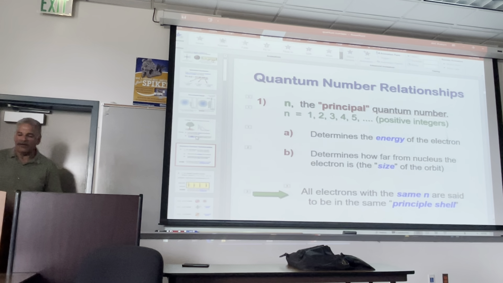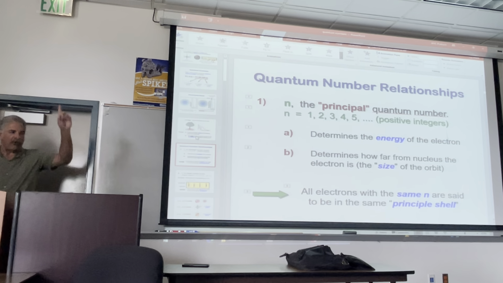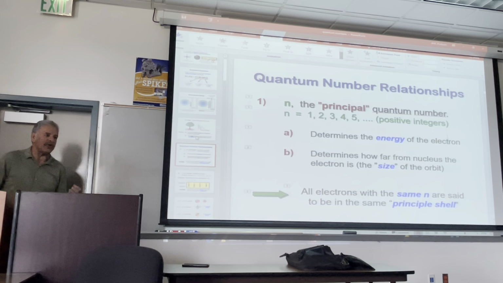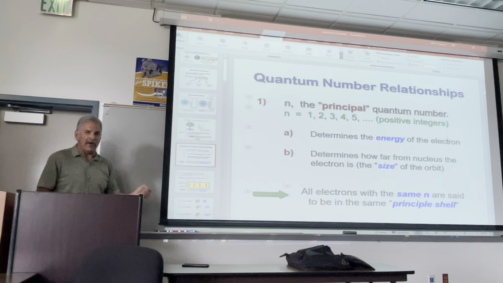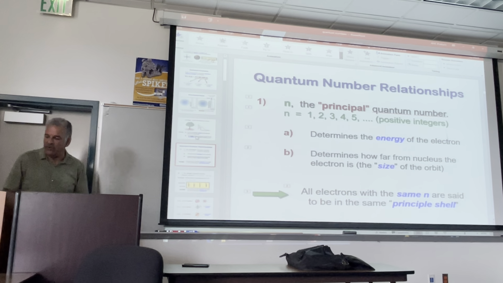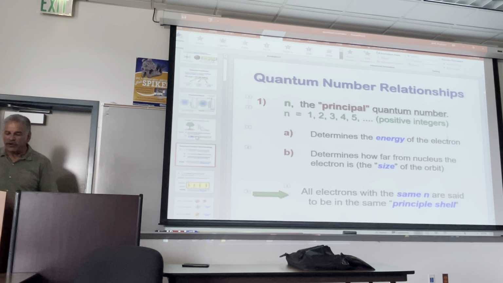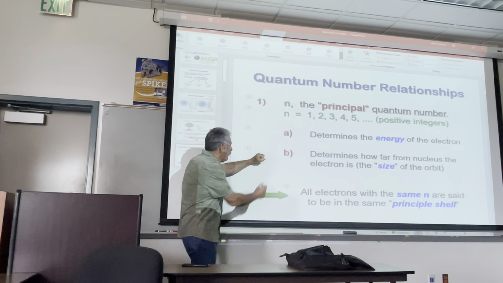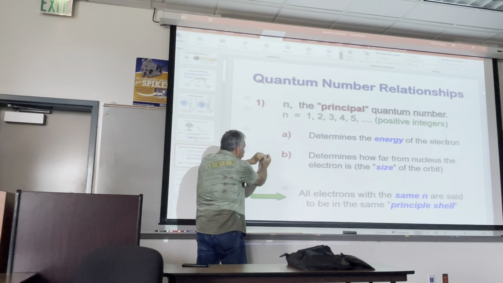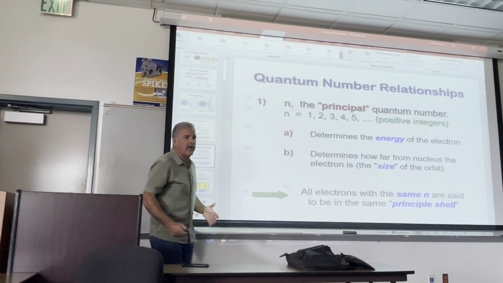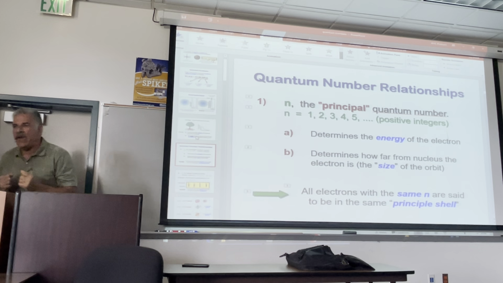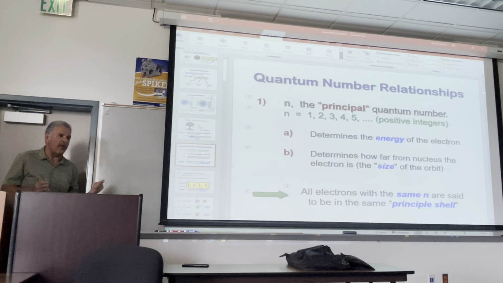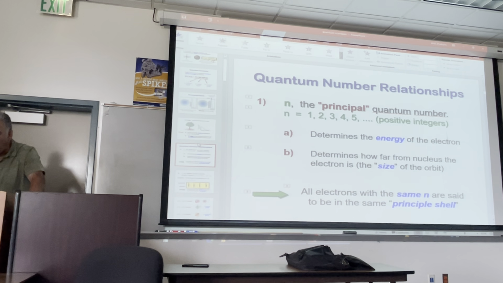Let's just talk about n. The principal quantum number n equals 1, 2, 3, 4, 5, all the positive integers all the way down the table. n determines the energy of the electron. So the bigger the n number, the more energy the electron has. It determines how far from the nucleus the electron is, the size of the orbital. So 1s is this big, 2s is this big, 3s is bigger, 4s is bigger still. The bigger the orbital, the farther away it gets from the nucleus and the higher the energy.